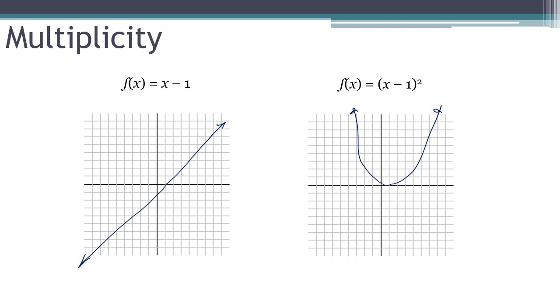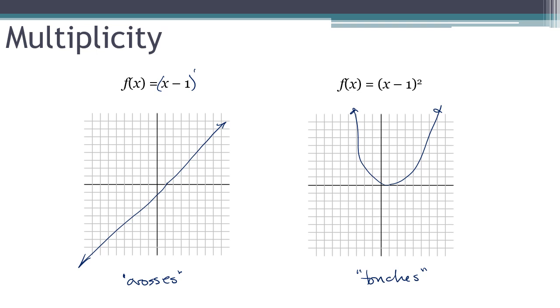The language that we use here is, I would say that the linear equation crosses the axis at x equals 1. And over here with my parabola, I would say it touches the axis at x equals 1. And what really is pushing this behavior is the exponent associated with this factor. So if you look at my linear equation here, the exponent is 1, and that's an odd number.